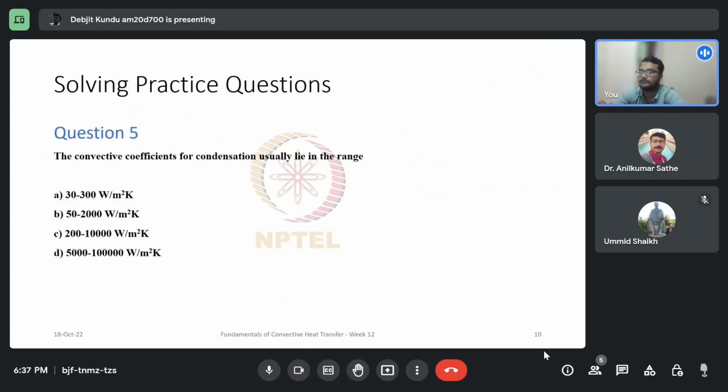We will move on to question 5 of today's session. So the convective coefficients for condensation usually lie in the range: option A, 30 to 300; option B, 50 to 2000 watt per meter square Kelvin; option C, 200 to 10,000; and option D, 5,000 to 1 lakh watt per meter square Kelvin. 5,000 to 1 lakh, D. So option D is the answer for both of you. Yes, and that is indeed correct.